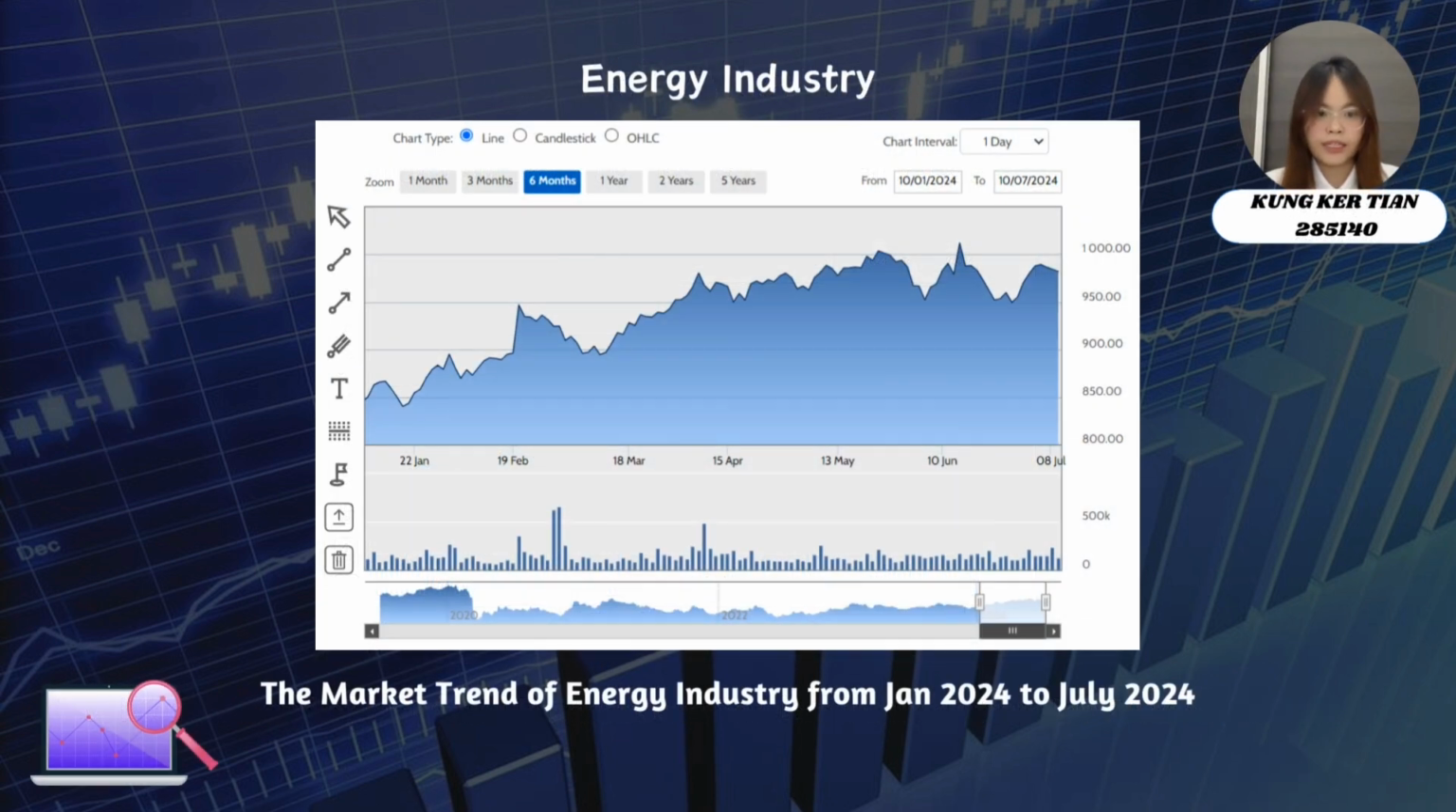Next is about the energy industry. There was an obvious rising trend in the energy industry during the period of January to July 2024. We had chosen Dayang Enterprise Holdings Berhad for our research. Over the coming decades, there will likely be a significant rise in the world's energy needs. This is mostly because of the anticipated increase in global population as well as the industrial and economic development of developing nations like China and India.